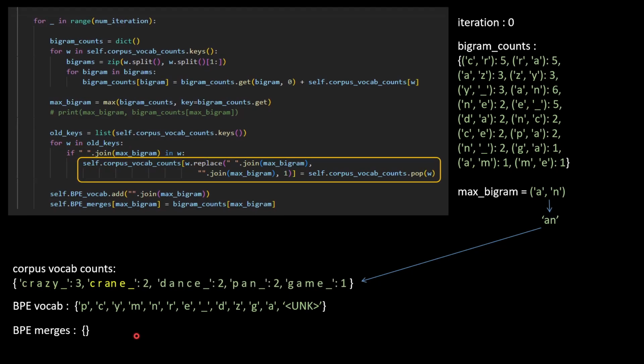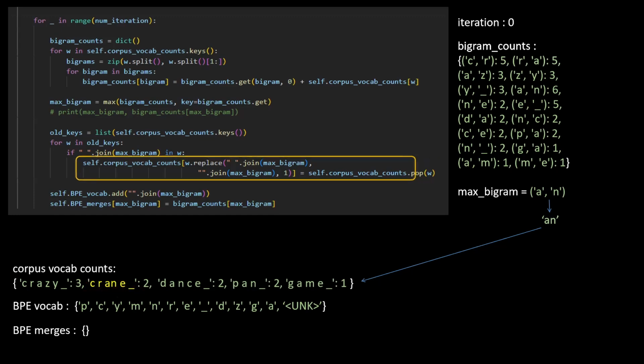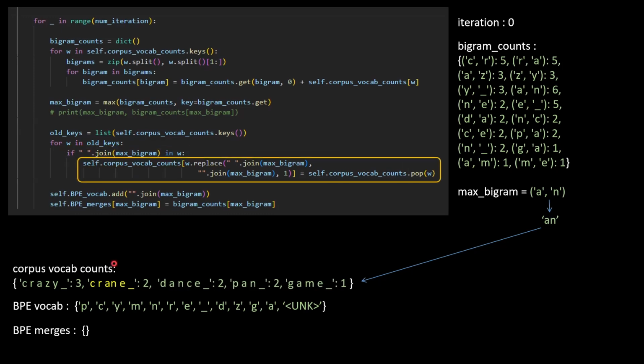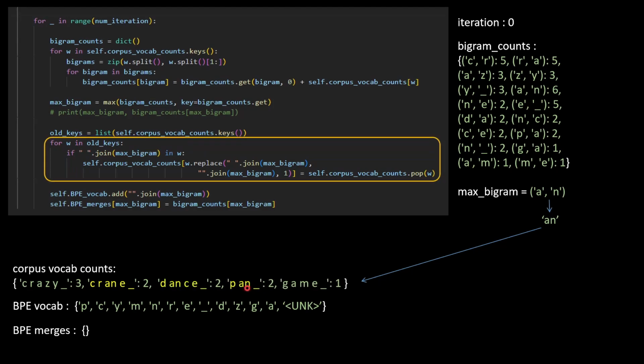This is where we are getting an AN. So we have come to crane, and there was an A N before, and now we are going to combine these together and make it like this. And we are going to do that for every word which has AN, so dance, pen, and this is how it will look after the loop has finished.